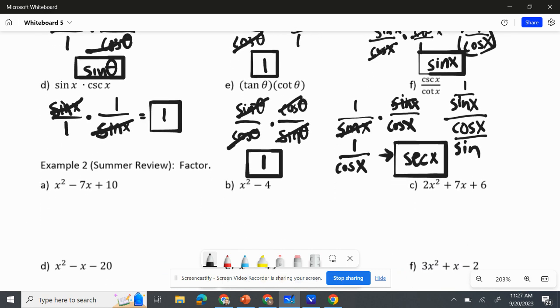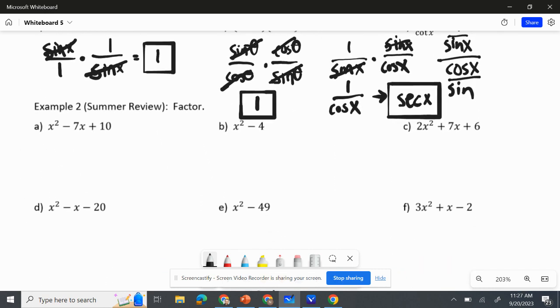Now we're going to do a little bit of review of factoring to get us ready for more difficult factoring in terms of Algebra 2. We're going to take our trinomial. We're going to use the x method. 2 numbers that multiply together give us 10, add up to -7. That would be -2 and -5. So our answer is x minus 2 and x minus 5.